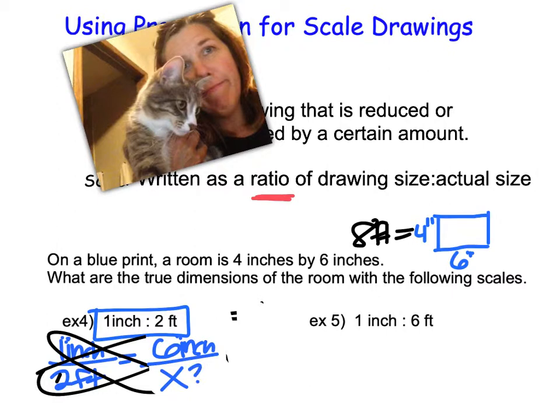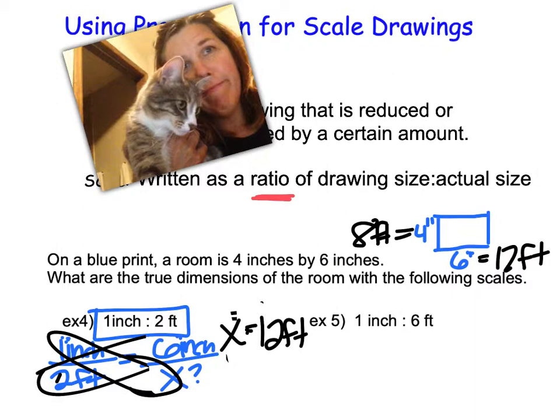And when you cross multiply that, you're going to see that x equals 12 feet. So your real room is 8 foot by 12 foot, but on your scale drawing it would show up as 4 inches by 6 inches.